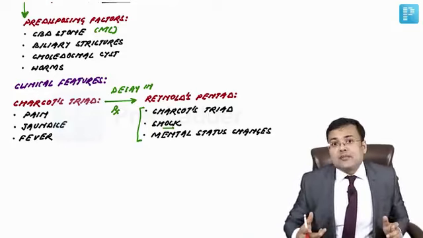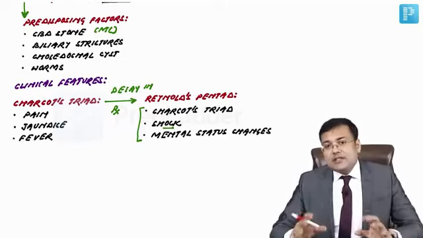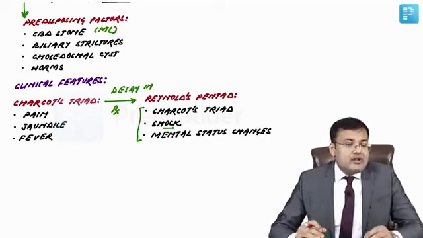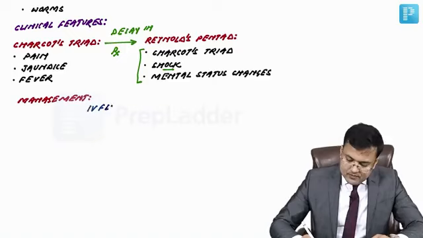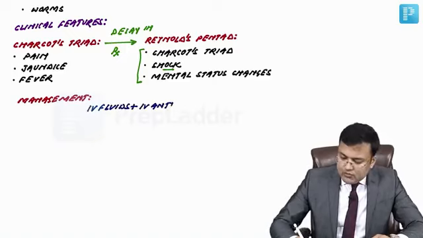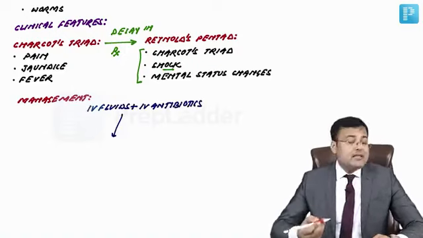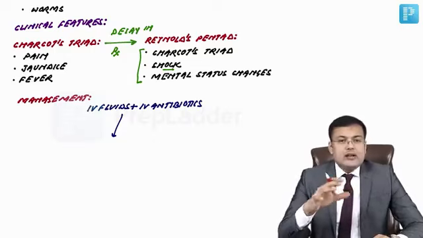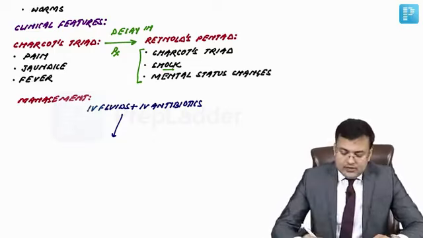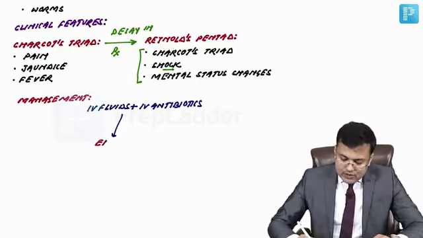They have shock. Clear? So at the time of presentation, we have to give IV fluids and IV antibiotics, and most of the patients are going to improve. Clear? Imagine if there is no improvement, it means obstruction is still there. That's why infection is not clear. So if there is no improvement, we go for what?